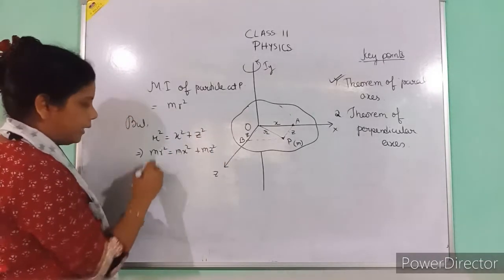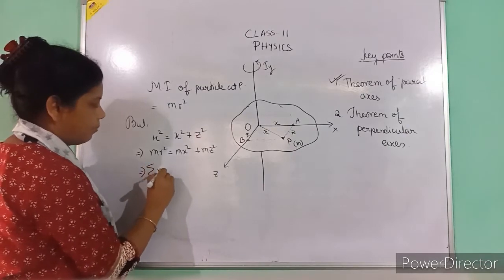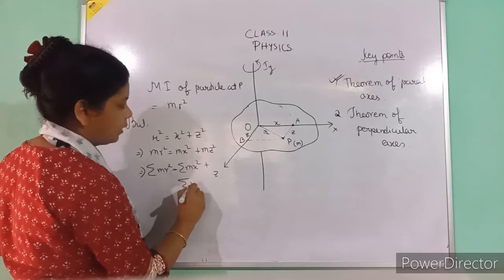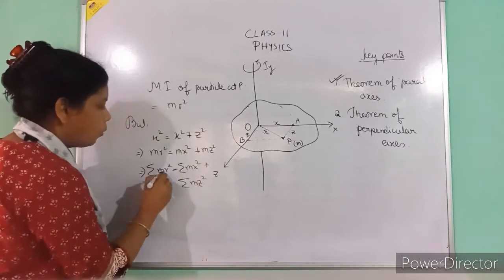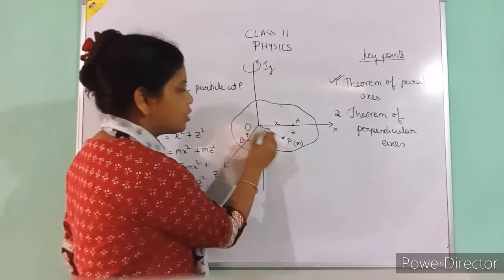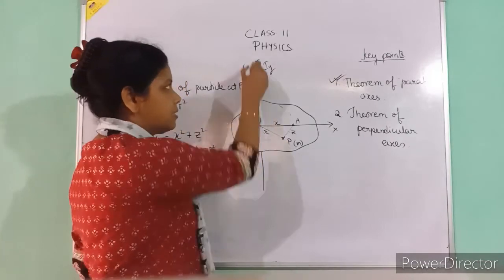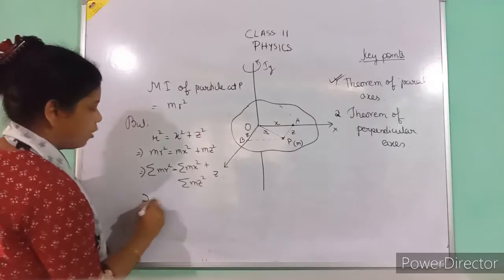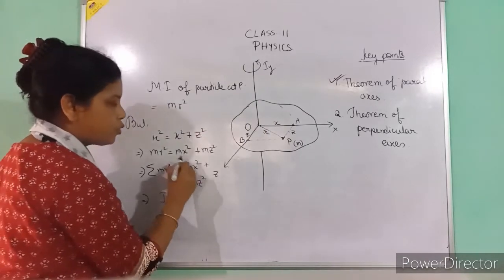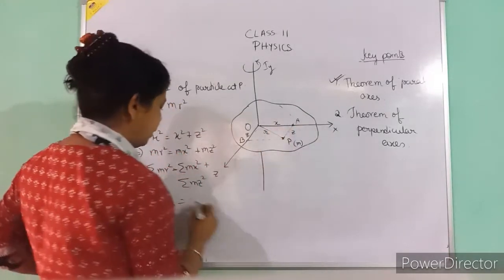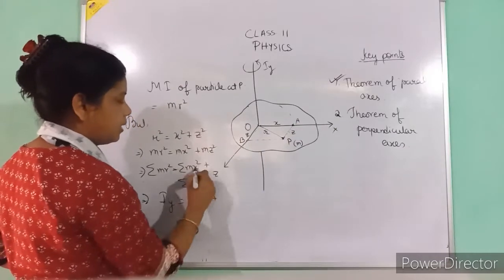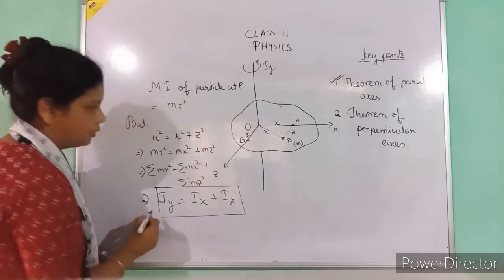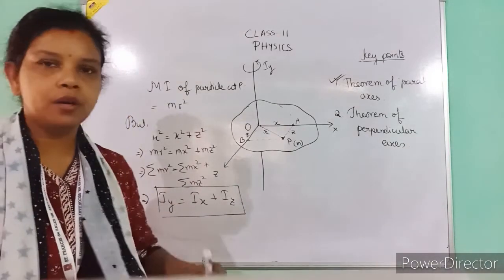If I talk about the entire body, I can write sum over mr square is equal to sum over mx square plus sum over mz square. What is mr square? R is the distance from the y-axis, so this is the moment of inertia about the y-axis. Sum over mx square is the moment of inertia about the x-axis. Then the other one will be about the z-axis. So this is the proof of the theorem of perpendicular axis.